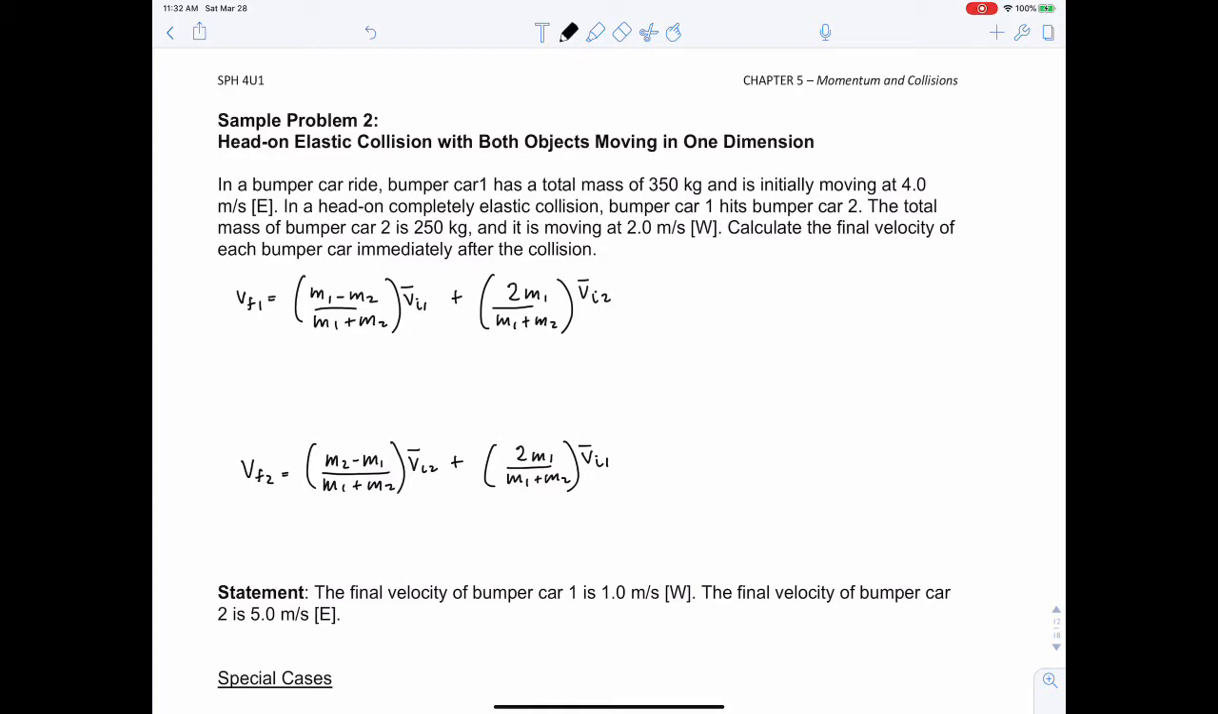So let's go back to the question. In a bumper car ride, bumper car number 1 has a total mass of 350 kilograms and is initially moving at 4 meters per second east. In a head-on completely elastic collision, bumper car 1 hits bumper car 2. The total mass of bumper car 2 is 250 kilograms and is moving at 2 meters per second west. Let's calculate the final velocity of each bumper car immediately after collision.